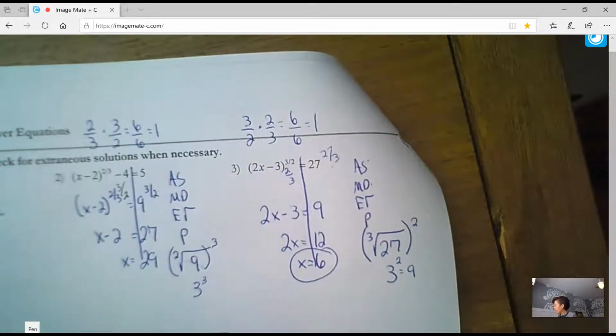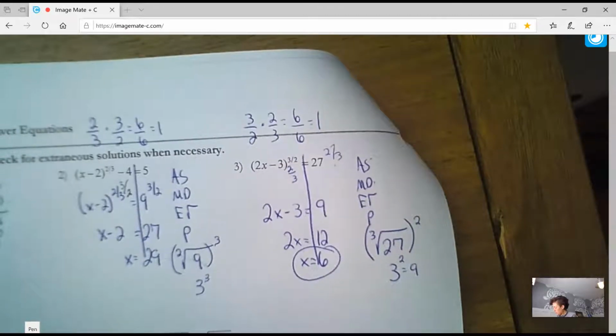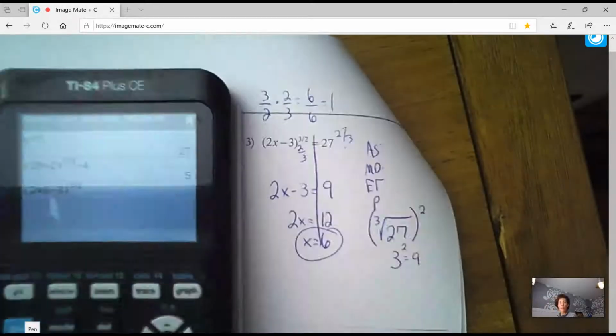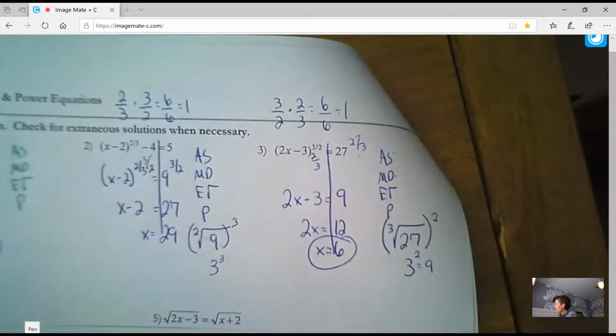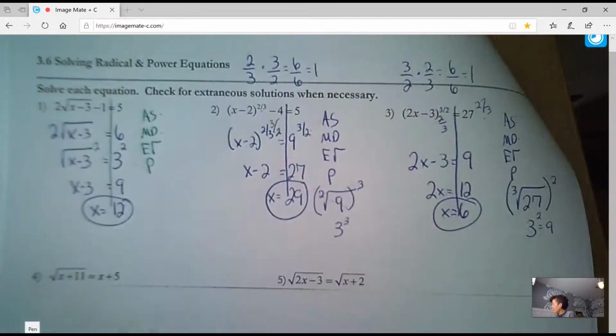So would 6 work if I put this back in there? So 2 times 6, subtract 3, hit my exponent of 3/2. So again, I'm just typing it in, and I should be getting 27 as my answer. And I do. So far, no extraneous solutions in the first set. All right, let's check the next set.